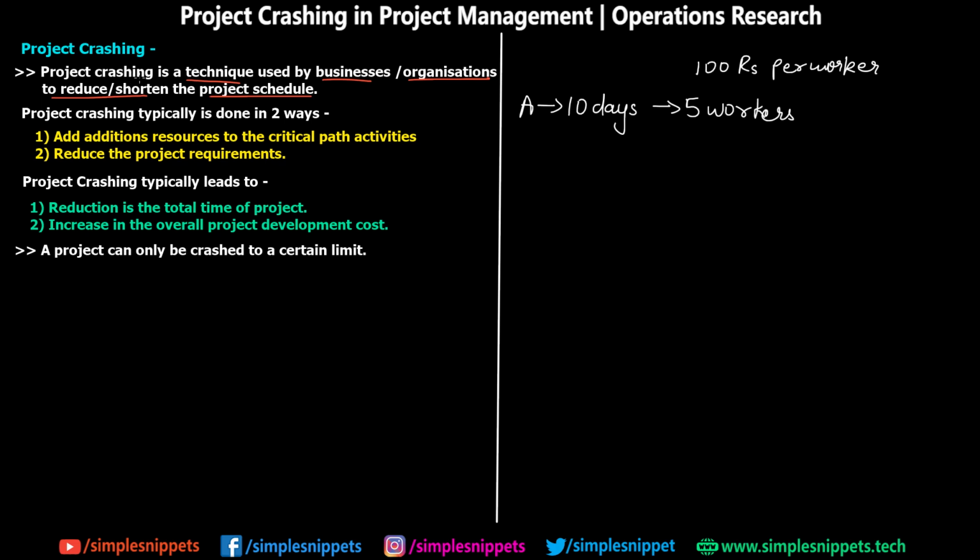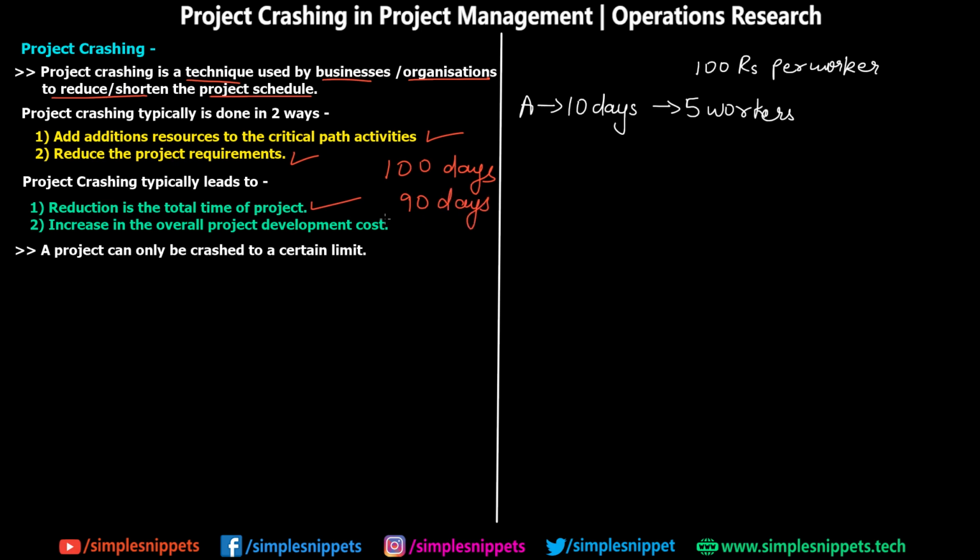So this project crashing technique enables businesses to reduce the project schedule by a certain amount. So basically what we are doing is we are reducing the time of the project so that we can complete it beforehand. And the way it is done is you can either add additional resources to critical path activities, or you can reduce the project requirements so that the activities can be completed faster. Okay, so these are the two typical ways in which project crashing is typically done. And what happens is when project crashing is done, there is reduction in the total time of the project. So let's say normally if it is going to take 100 days, after project crashing maybe you can finish it off in 90 days depending upon some conditions that we'll see in the numerical.